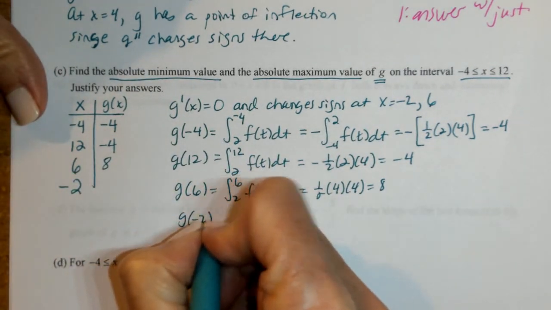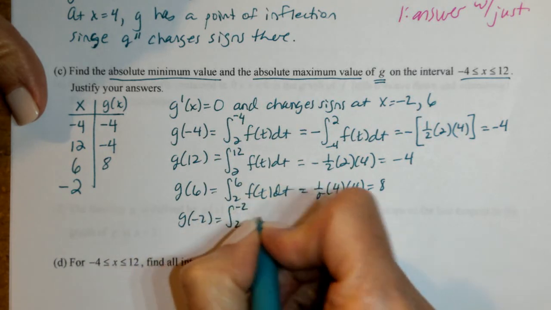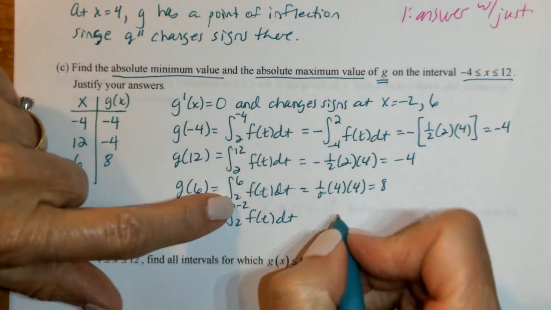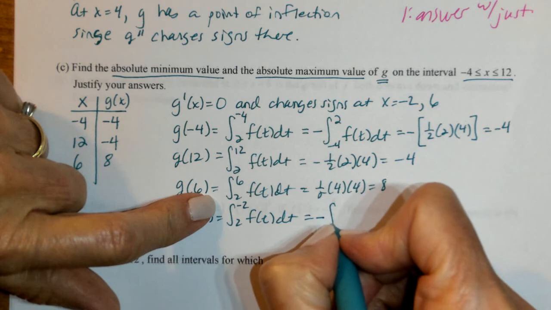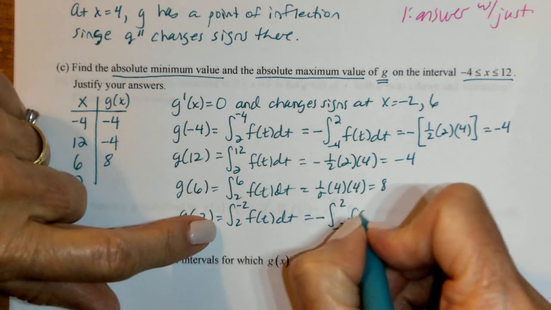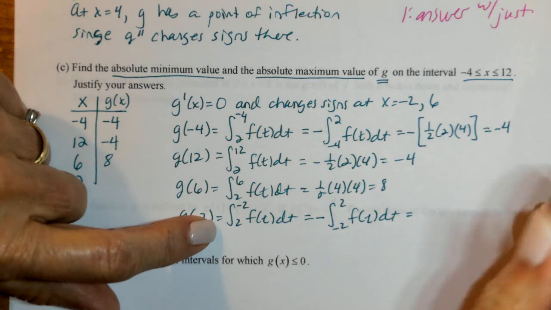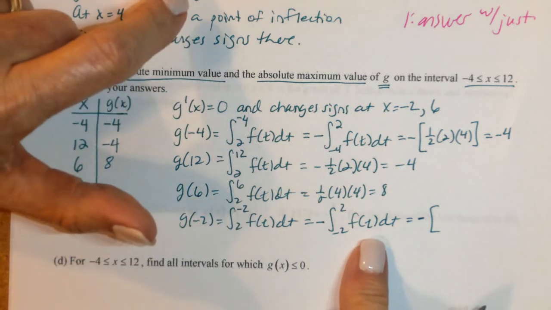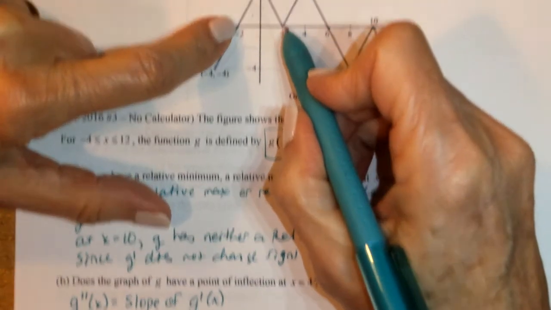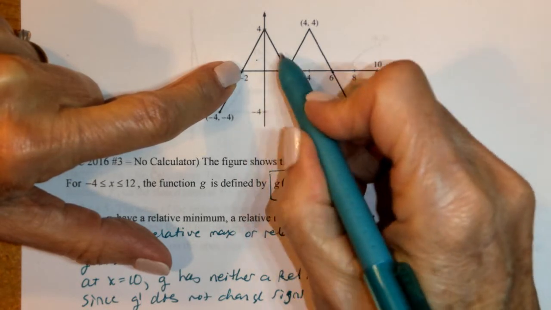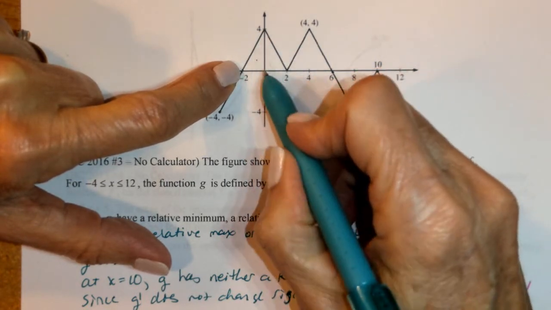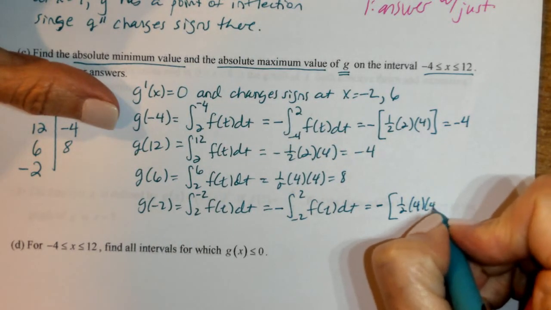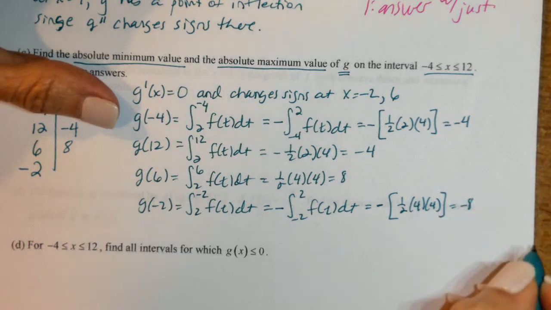G of negative 2 will be the integral from 2 to negative 2. My smaller boundary is on top, so I'm going to flip that and make it a negative, negative 2 to 2. So I'm going to have a negative of what I'm about to evaluate. Negative 2 to 2 is here. It's this triangle. So 1/2 base times height, 1/2 4 times 4 again. So this will be a negative 8.